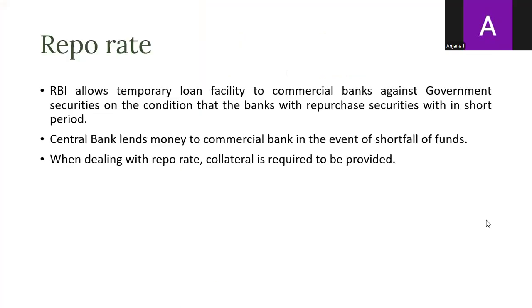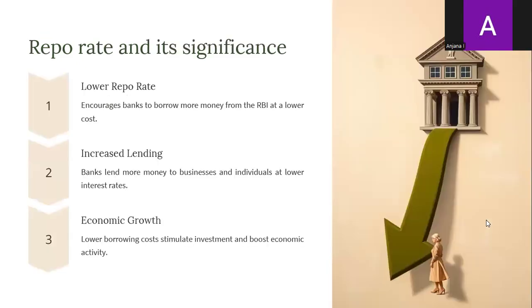Next is your repo rate. RBI allows a temporary loan facility to commercial banks against government securities on the condition that the bank will repurchase the securities within a short period. The central bank lends money to commercial banks in view of a shortfall of funds. While dealing with repo rate, collateral is required to be provided. So, collateral is mandatory in the case of repo rate.